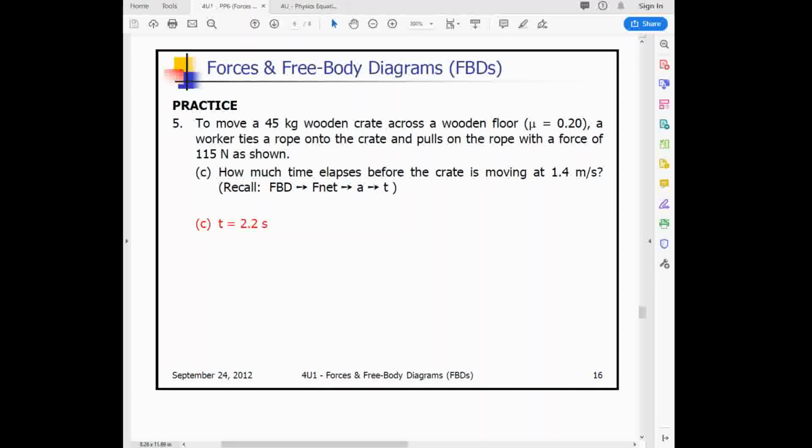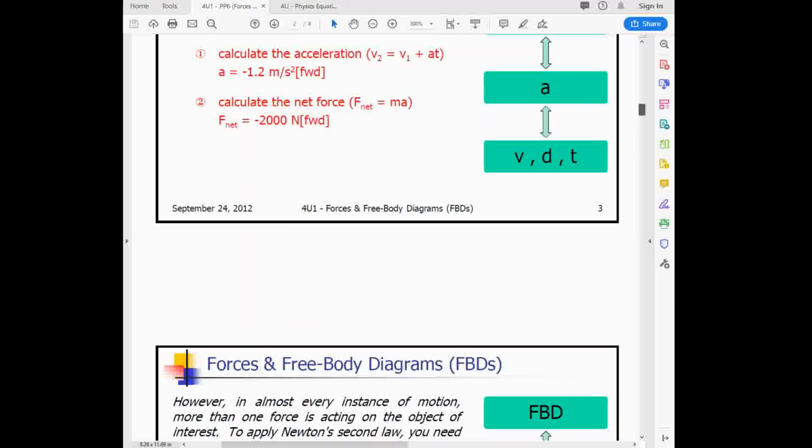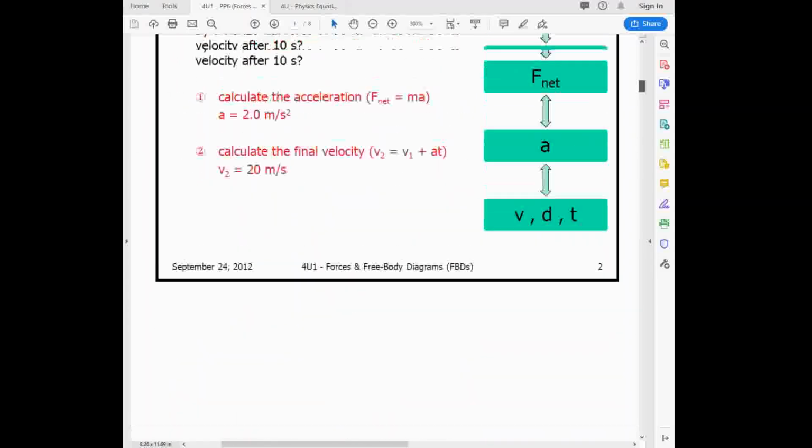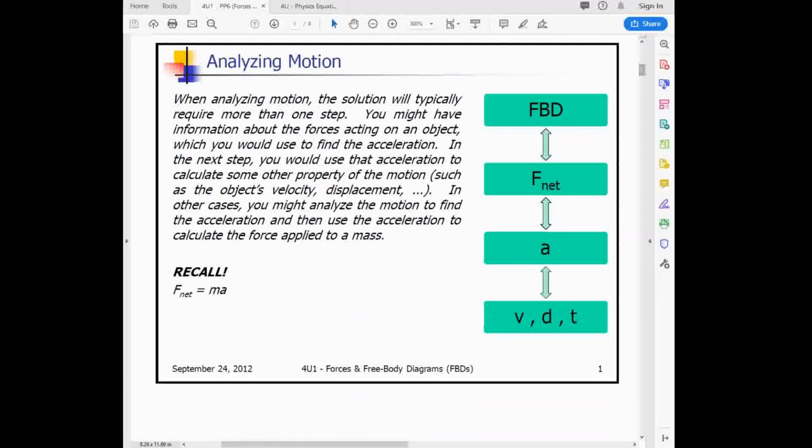Of this entire lecture, I'm just going to go all the way back to this. This is the most critical thing to know: the relationship between finding the free body diagram to F net to a, and then to v, d or t. So make sure you know how to do that.